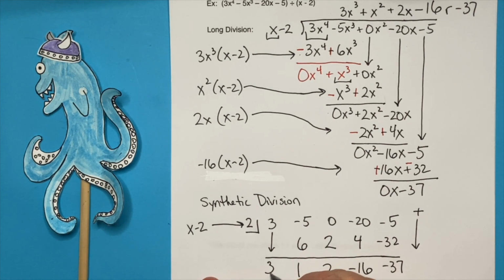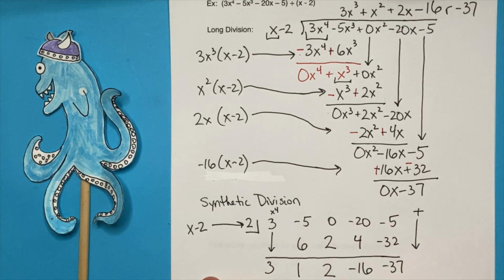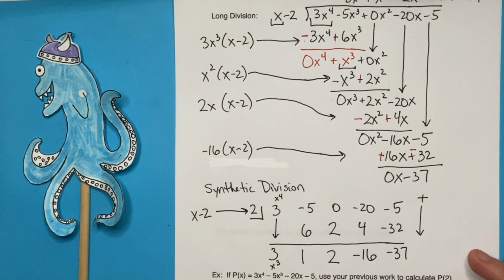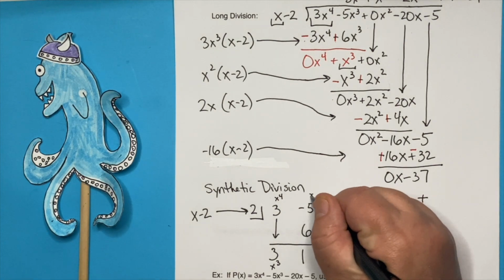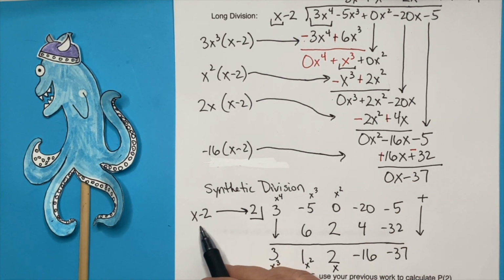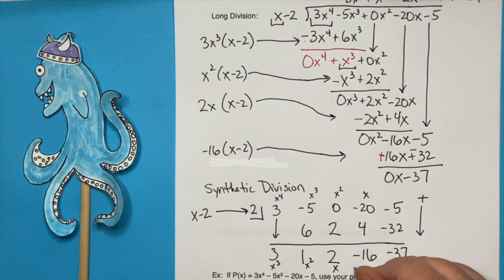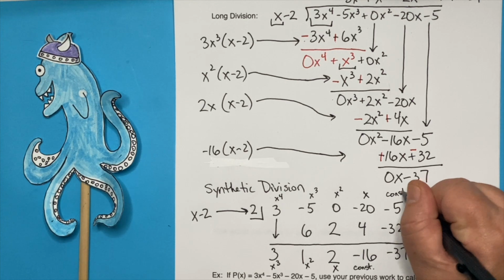So even though this was the x to the 4th up here, it becomes the x cubed, because we're going to reduce it by 1 degree. So this was the x cubed, this becomes the x squared. This was the x squared, it becomes the x, because we're dividing out an x, so everyone loses 1 level. This is the x, this is the constant. And then this is the constant up here, and this is the remainder.